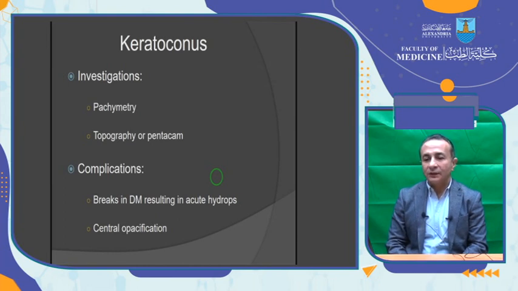This may result in an influx of fluid from the aqueous humor into the corneal stroma, resulting in corneal edema. This corneal edema may lead to opacification of the cornea. It may resolve in about 1 to 3 months, but leave a central opacity.